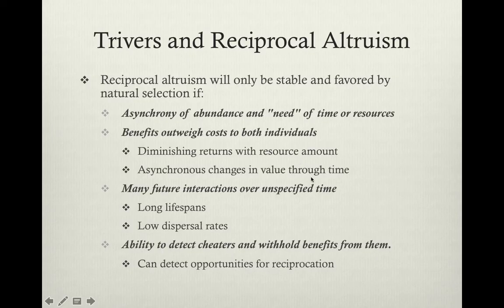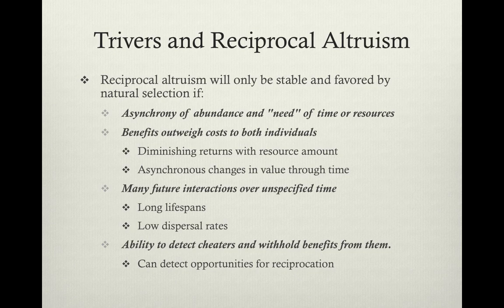And so these asynchronous changes in value over time set the stage for the benefits to outweigh the cost for both individuals. However, for benefits to outweigh the cost, and for reciprocity to work, we also have to make sure that we are going to be interacting with the same individuals at a later date. And so we need to specifically have many future interactions over an unspecified time.